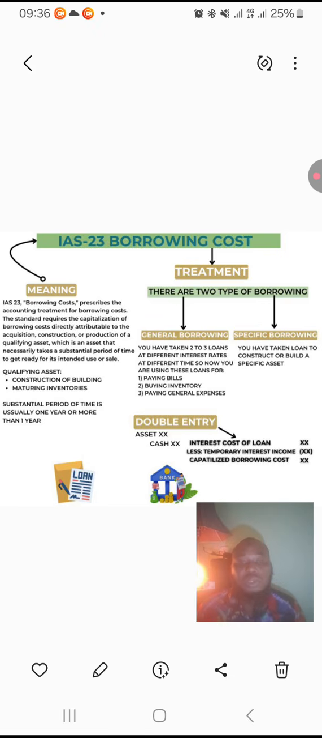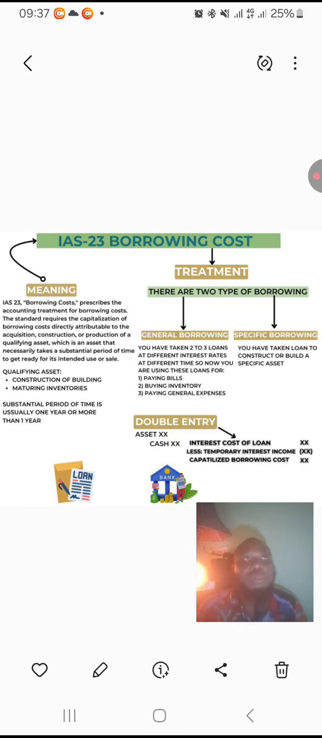Now, over the years, we know that when we prepare our books of account, that is the final accounts, most especially the profit or loss account, or what we now call the income statement, we expense the interest, which is a charge against the profit made by the business during the financial year. So what IAS 23 is trying to do is make clarifications regarding the cost of borrowing that has to be either capitalized or expensed in the various accounts.